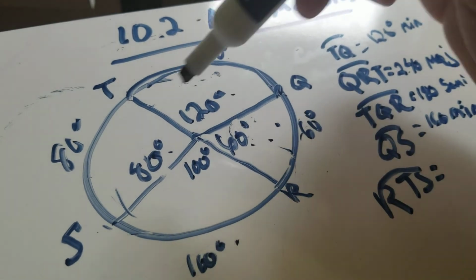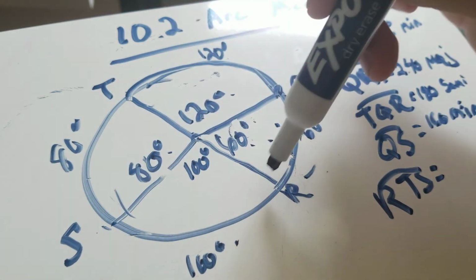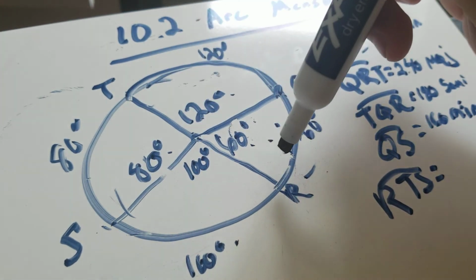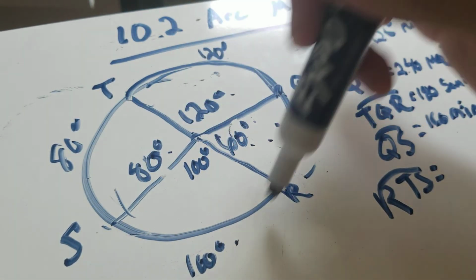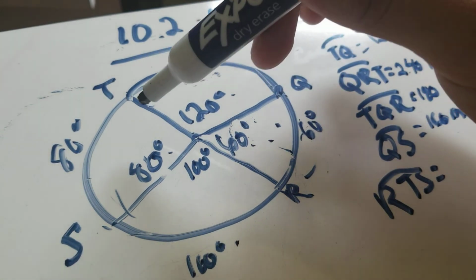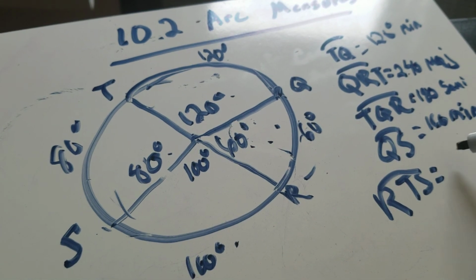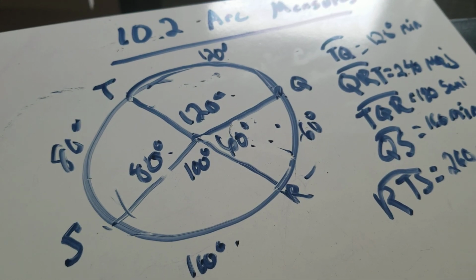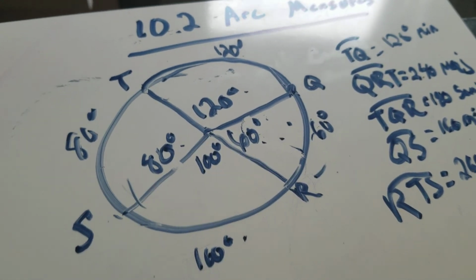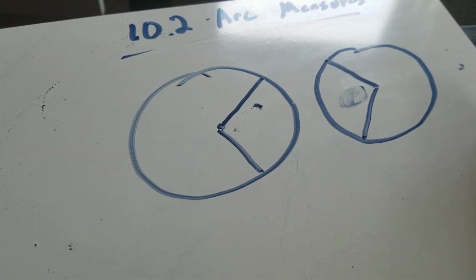And RTS, R to the T to the S, so you see how that goes this way, because I have to hit T before I hit S, so I can't go like this, is 60 plus 120 plus 80, which should be 260, which is a major, okay? So pretty easy things here. Just straight identify the angles and then add them when it's necessary.